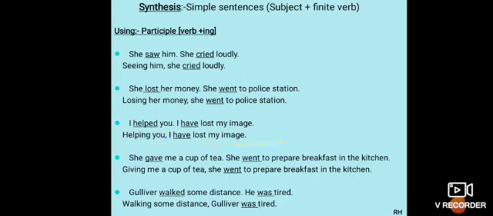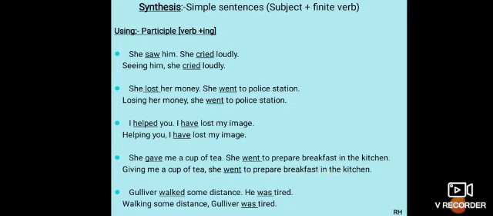She gave me a cup of tea. She went to prepare breakfast in the kitchen. So gave is the first finite verb, went is the second finite verb. So after giving, she went. So gave you will change to giving. Again she and she is common, so I'll be cutting this she and I'll be using the latter part. So it is giving me a cup of tea, full stop you change to comma, capital S change it to small s and write she went to prepare breakfast in the kitchen.